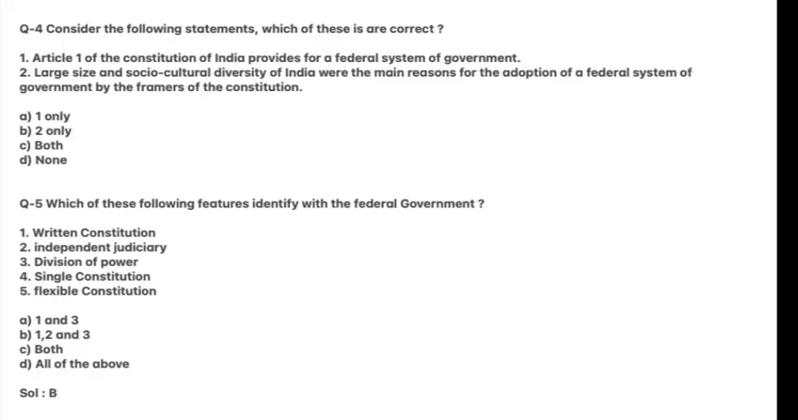Next, consider the following statements. Which of these are correct? One, Casey Ware described the Indian Constitution as quasi-federal. Second, Morris Jones termed it as bargaining federalism. Answer is C, both.